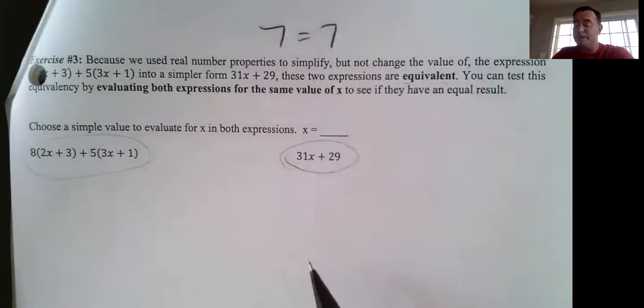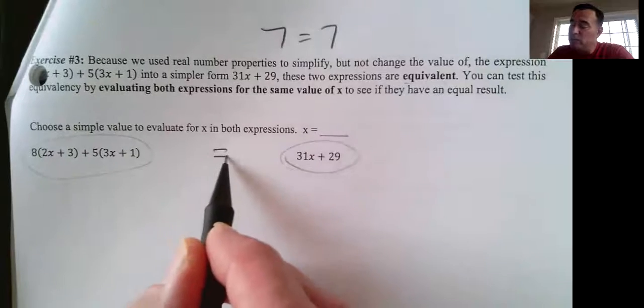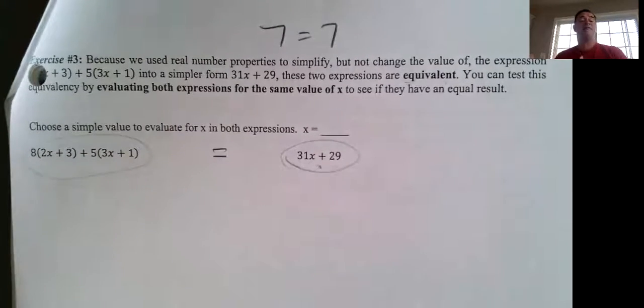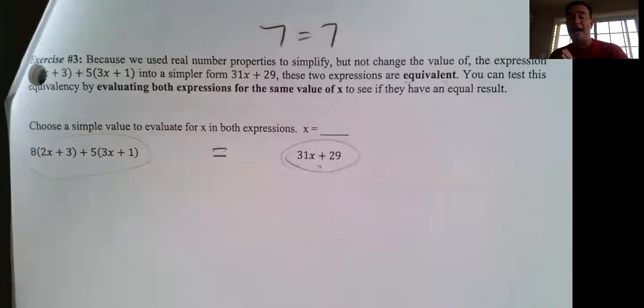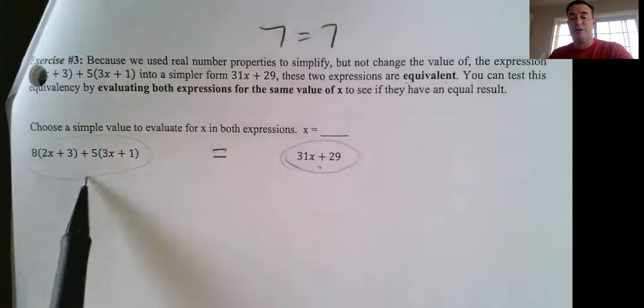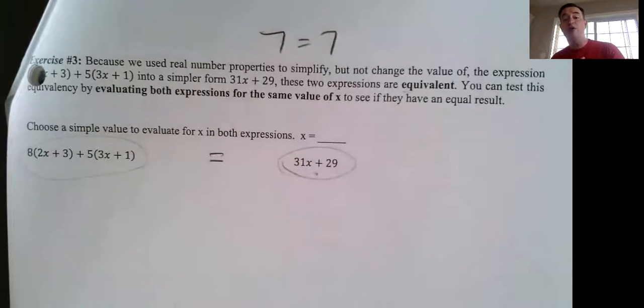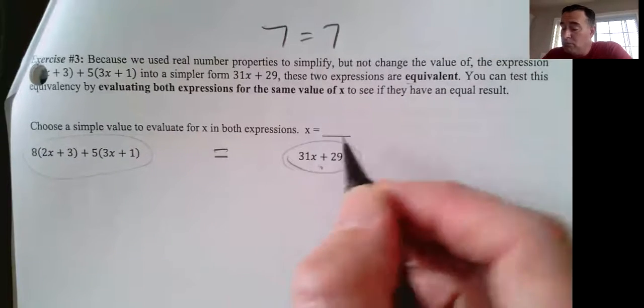But if they're equivalent, we can put an equal sign between them by saying, while this is not exactly the same as this, they may very well be equivalent to each other. Now, equivalent means you can pick any number, plug it into both expressions here, and it should give you the same value. So one way you can prove that 2 expressions are equivalent to each other is pick a number.